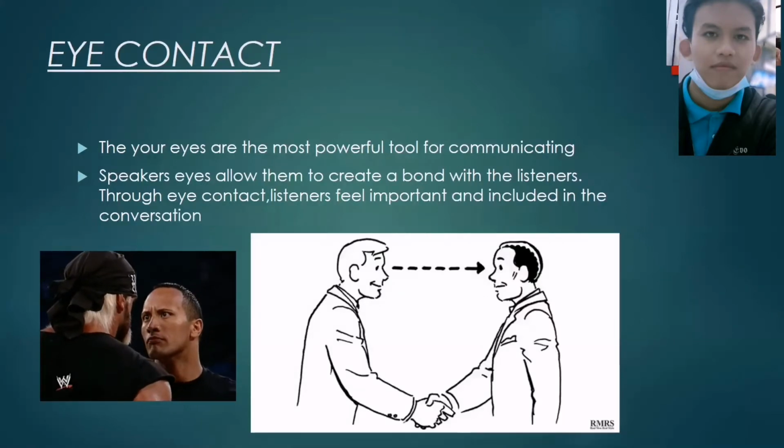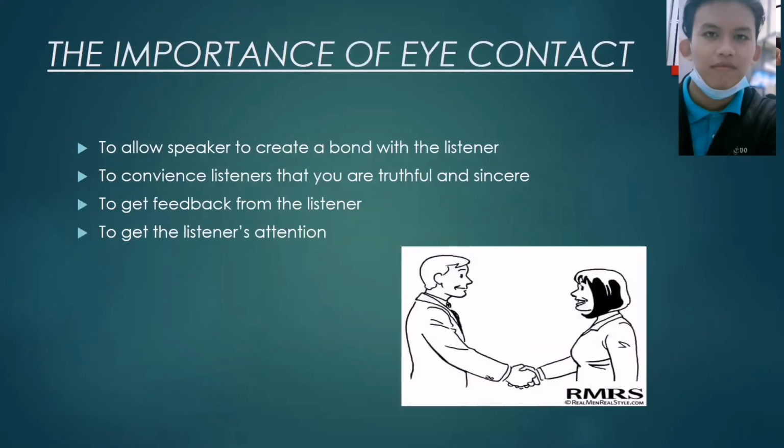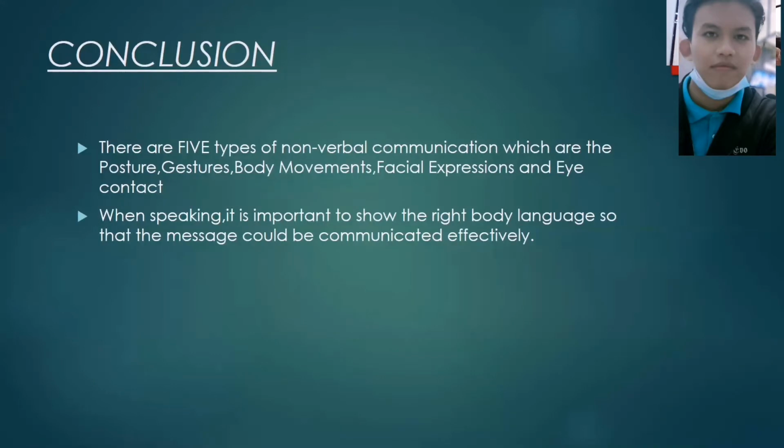Eye contact. Your eyes are the most powerful tool for communicating, and speakers allow them to create a bond with the listeners. Through eye contact, listeners feel important and involved in the conversation. Conclusion. There are 5 types of non-verbal communication, which are posture, gesture, body movement, facial expression, and eye contact. When speaking, it is important to show the right body language so that the message will be communicated effectively.